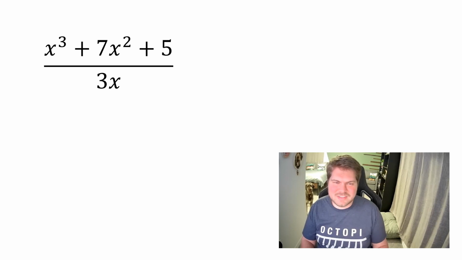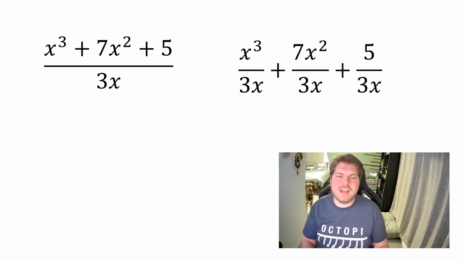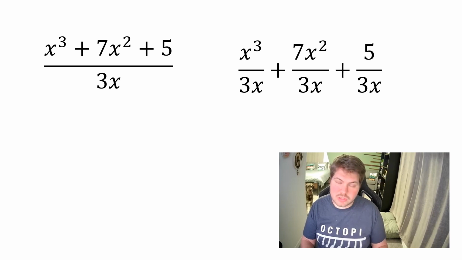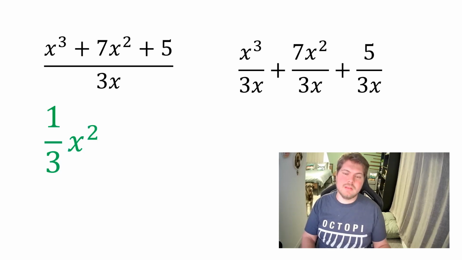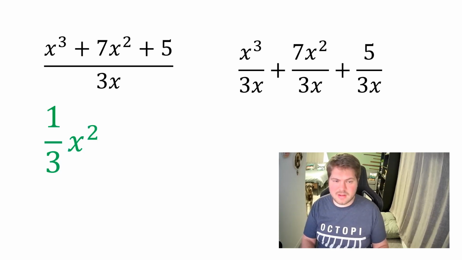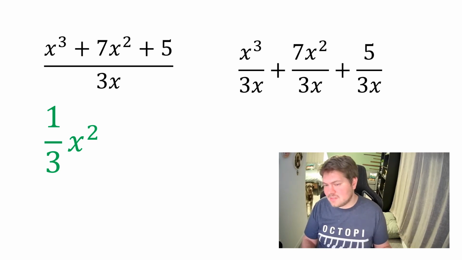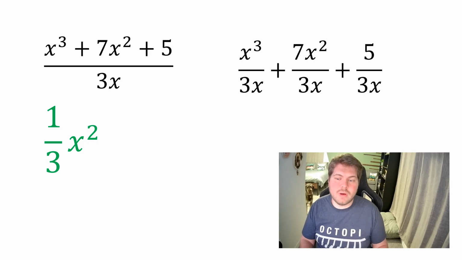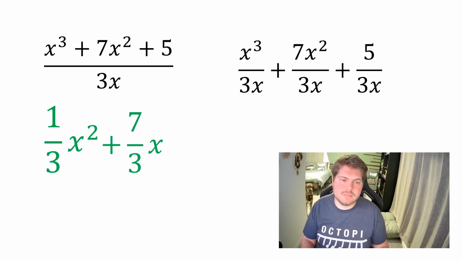Let's look at these as individual pieces. X to the third divided by 3x. Now we can't divide the 3, but we have 3x at the top, 1 at the bottom, so we're left with x squared. So this is going to be 1/3 x squared. Similar, 7 divided by 3. 7 doesn't divide by 3, so we're going to leave that as 7 over 3. But we can cancel 1 x on the top and the bottom. So we're left with 7 over 3x.